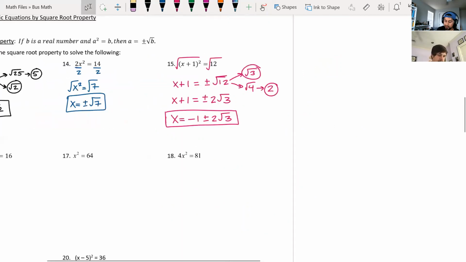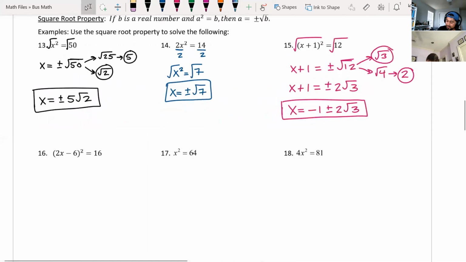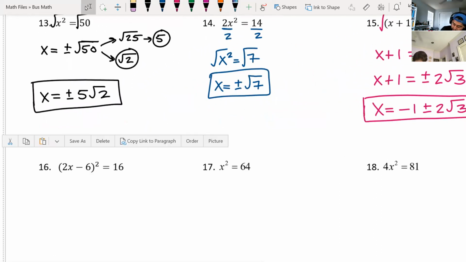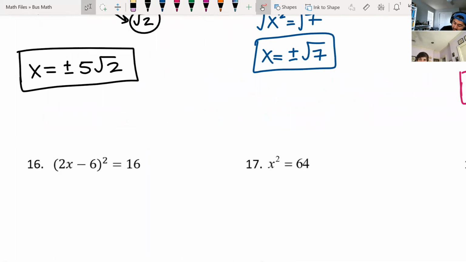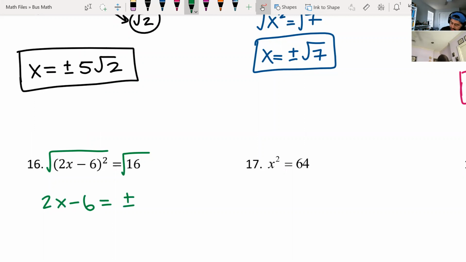All right, keep going with the square root method. All right, 16, just like 15. So we need to get x out of those parentheses. So we square root both sides, and you'll end up with 2x minus 6 equal to plus or minus. And do we finally get a nice square root? What is the square root of 16? 4. That was nice.